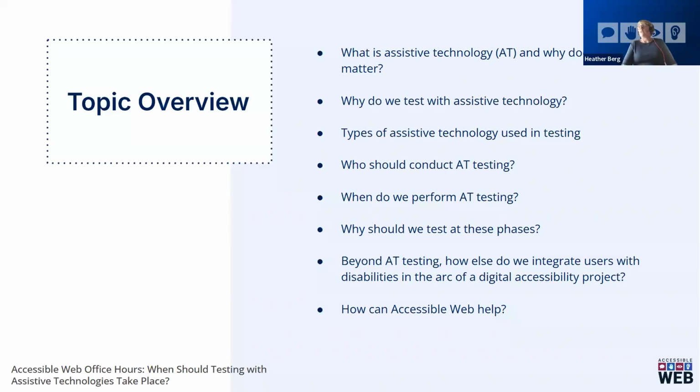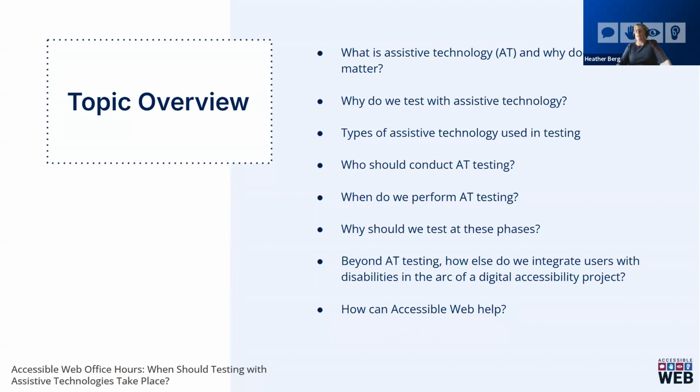So we have a topic overview here. These are just a few points that we're going to touch on today as we talk about this topic. So the first one is from a very top level. We're just going to discuss briefly what is assistive technology and why is it important? Why do we test with assistive technology? Types of assistive technology used during testing. Who should conduct the testing? When do we perform assistive technology testing, and why do we choose those particular phases?